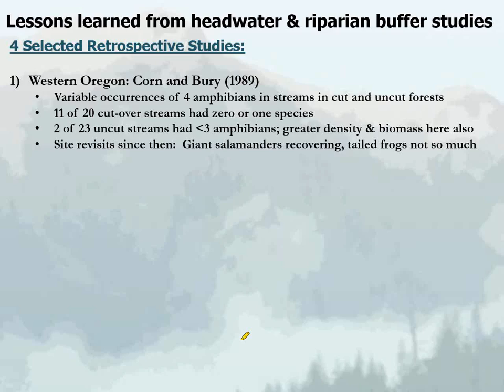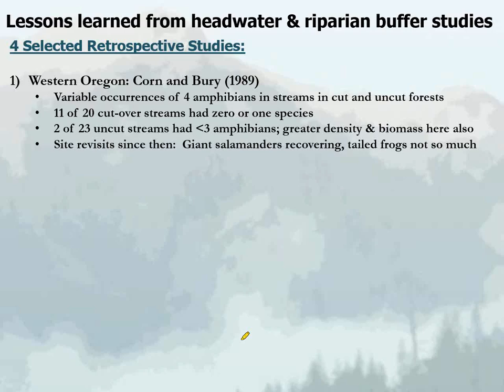Okay, so I'm segueing now into the lessons learned, and I'm going to go through this pretty fast. Four lessons or four studies that are retrospective studies, so they looked at things that happened in the past. And then I have four experimental studies, and I'll go into a little bit more depth in the part that I've been participating in.